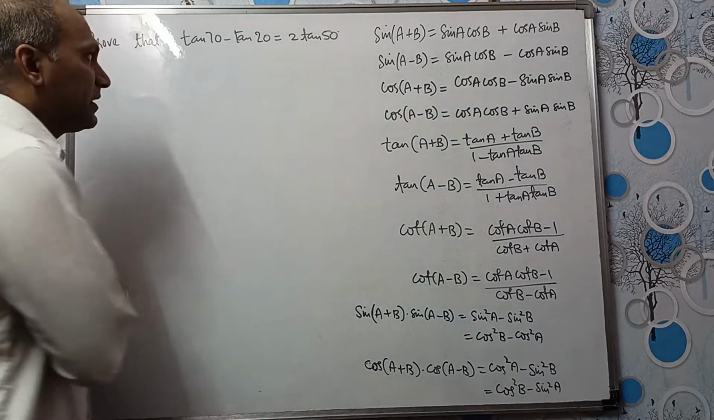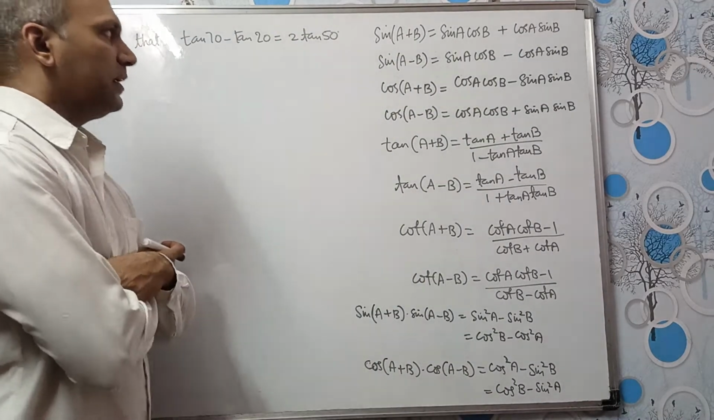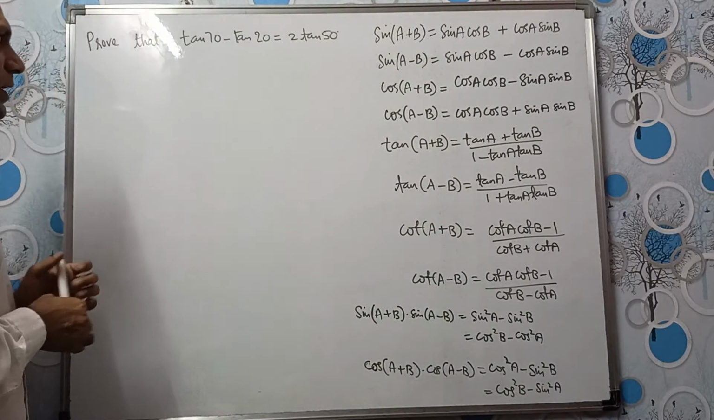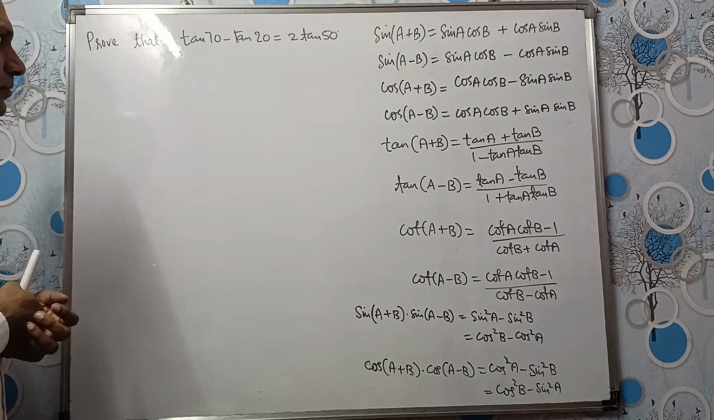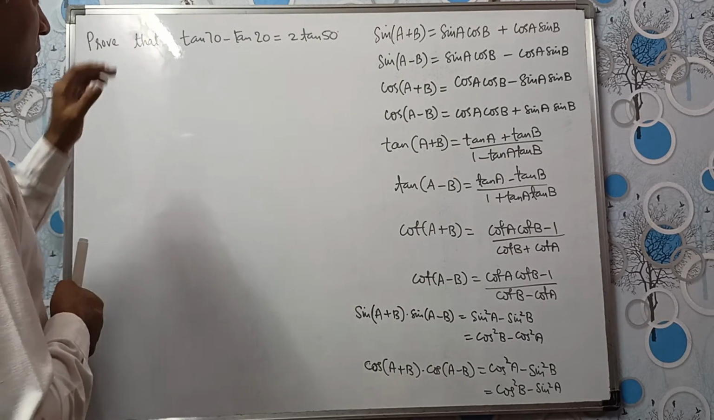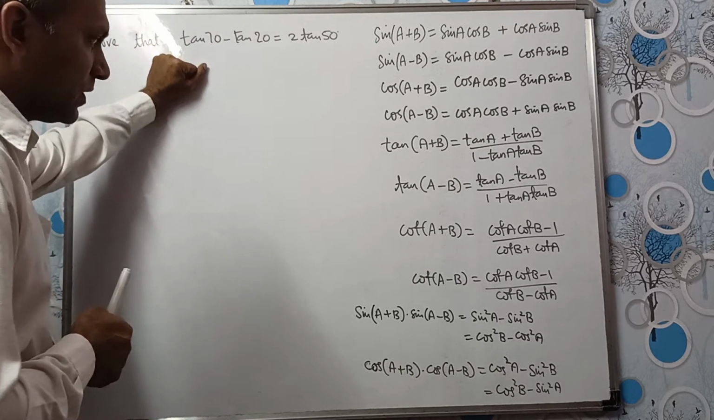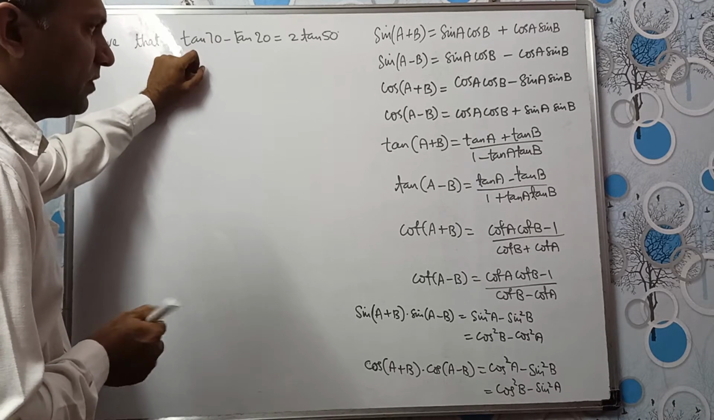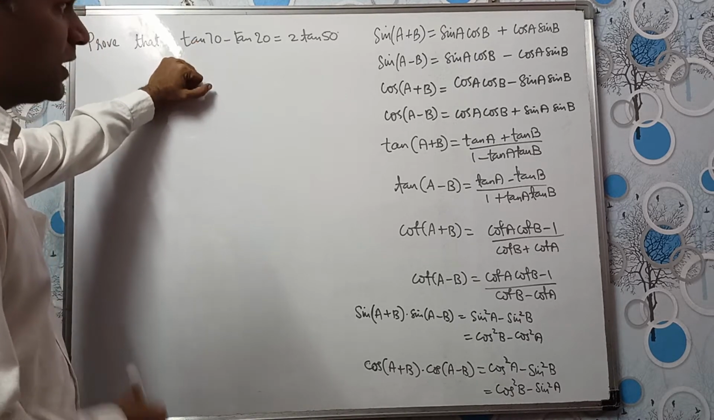Okay, let us prove this problem. Prove that tan 70 minus tan 20 is equal to 2 tan 50. How should we solve this problem? See, most of the students will get confused in this type of question. Tan 70 minus tan 20 is 2 tan 50. Which formula can we apply here?